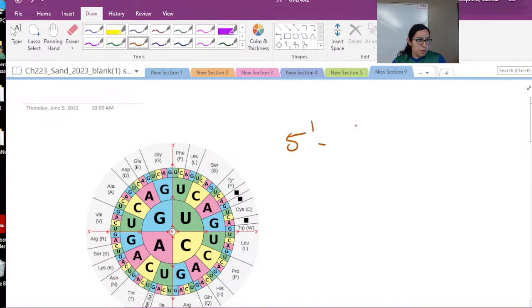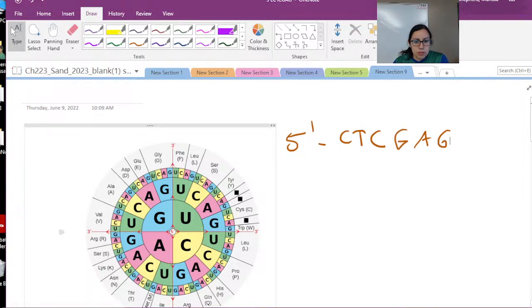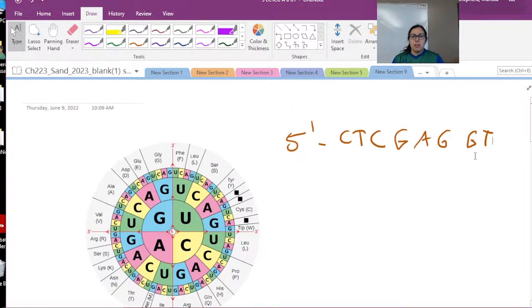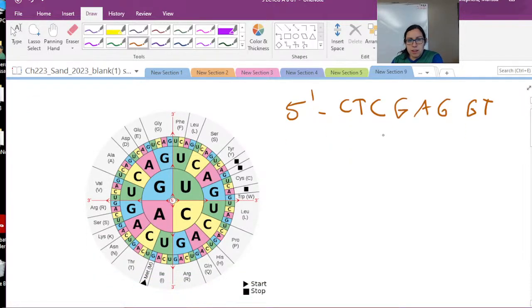So we have 5', CTC, GAG, and then what's our stop codon? And then GT, right? I think that's a stop codon. And so then we can just figure out what amino acid it pairs with.